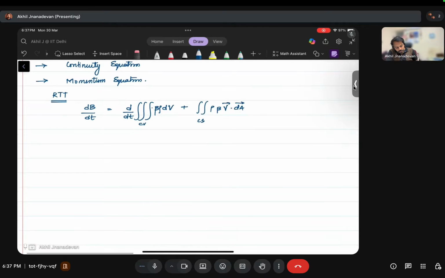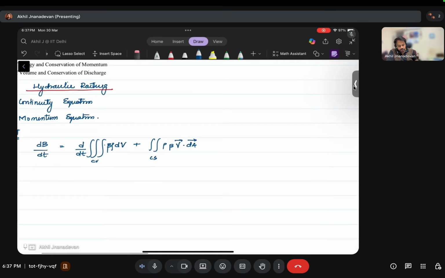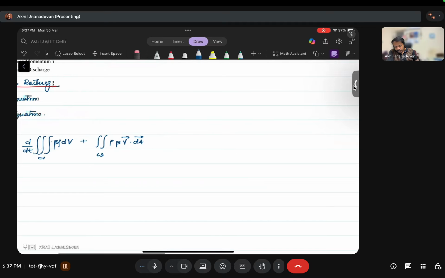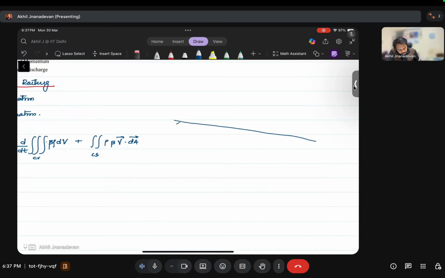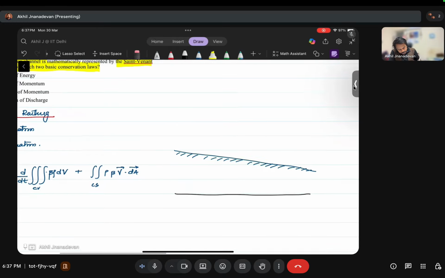Now we need to consider a control volume for this derivation. If you take a prismatic channel, this is the bed slope of the channel, and say this is our datum, from which we do all the measurements. We take 2 points, and we consider this is the water surface elevation.